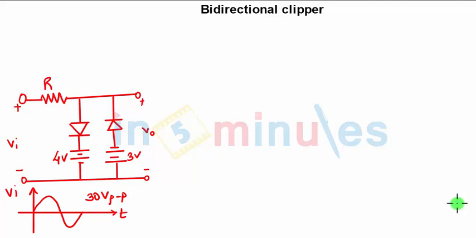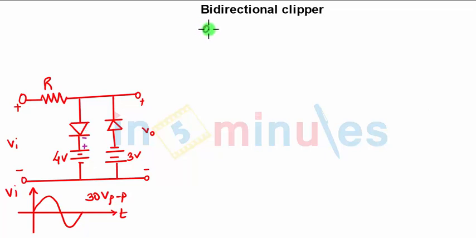Next is the bidirectional clippers. Bidirectional clippers need to check the positive and negative half cycle for both the diodes. Now when looking at the diagram, considering the first part is this 4 volt. The 4 volt voltage source is nothing but reverse biasing the diode because positive is applied to the negative, right?